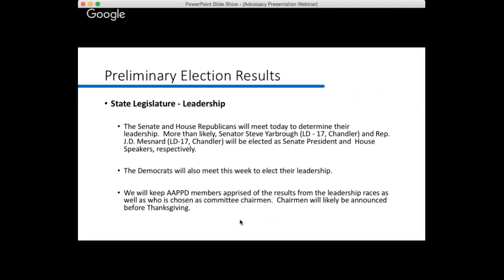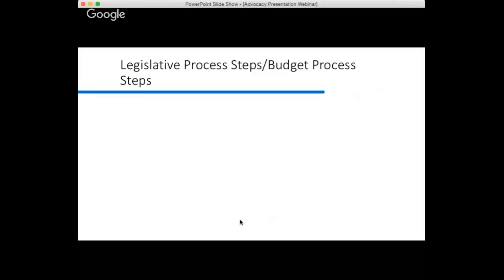And of course, as things happen, we will keep APEB members up to date on the results from the leadership races, as well as who is chosen as committee chairman. That's all dependent on who is elected to leadership. The chairmen will likely be announced before Thanksgiving, so things will be happening quickly. We will keep you up to date on the state legislature leadership and the committee chairmanships. All will play a big role in our advocacy efforts.